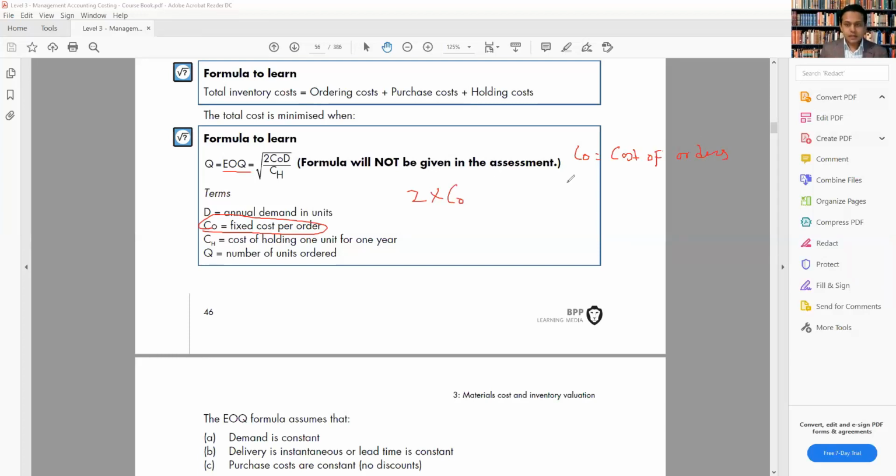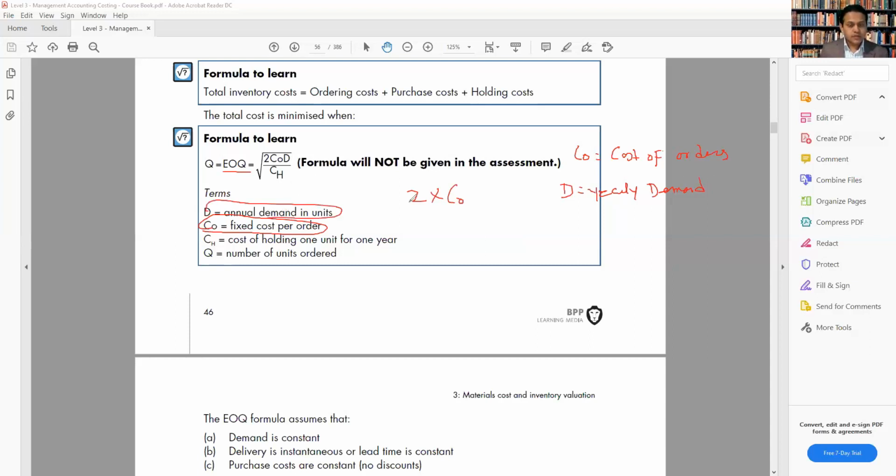Then we have D. D is the demand, but be very careful, this demand is for the whole year. So it is the annual demand, not the monthly demand. In the exam, they might give you the demand for 1 month, so you have to multiply by 12 to get the demand for the whole year.